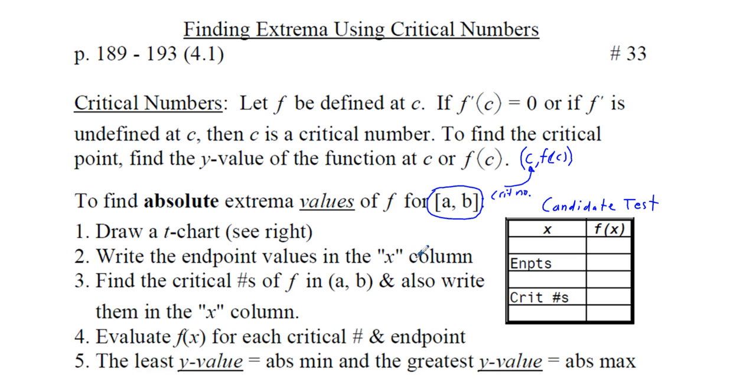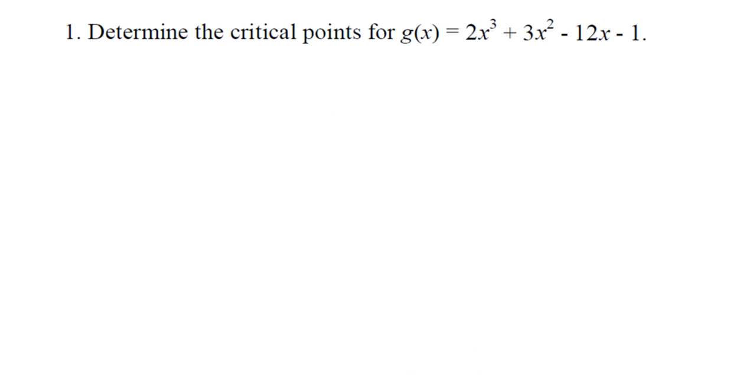First, write the endpoint values in the x column, and I like to put the lowest value, the a value, here and the b value, or highest value, down here as input values, and find the critical numbers of f in this open interval from a to b, and also write them in the x column. So you'd write them between the a and the b, and then evaluate f of x for each critical number and endpoint, and the smallest y value is the absolute minimum, and the greatest y value becomes the absolute maximum over the interval. Now we're going to look at some problems demonstrating what we need to do.